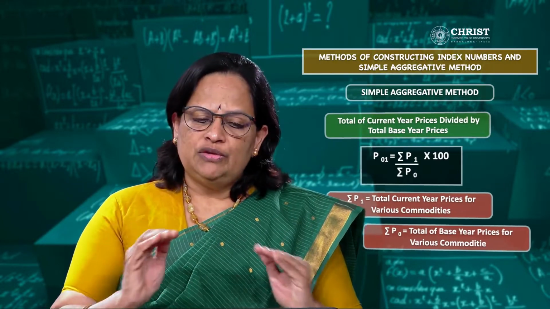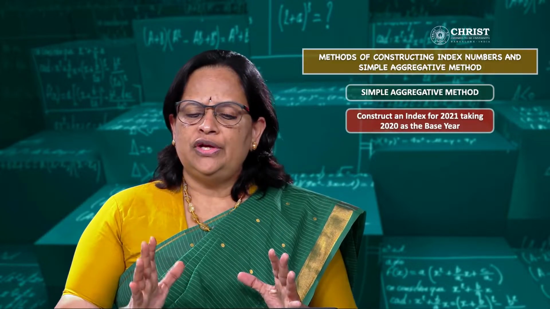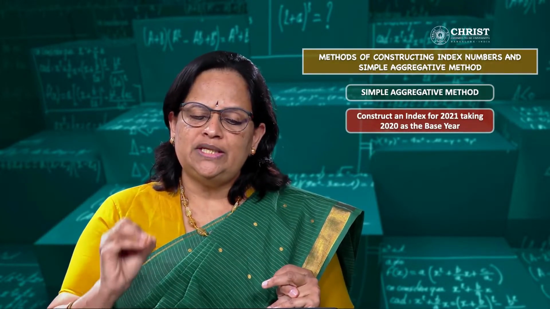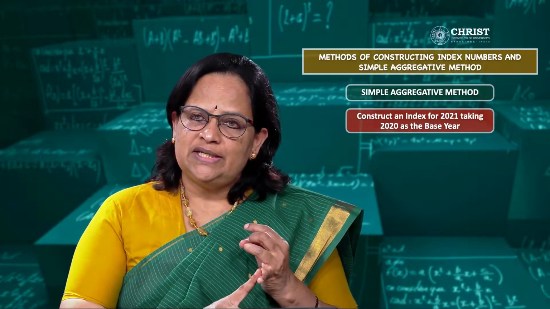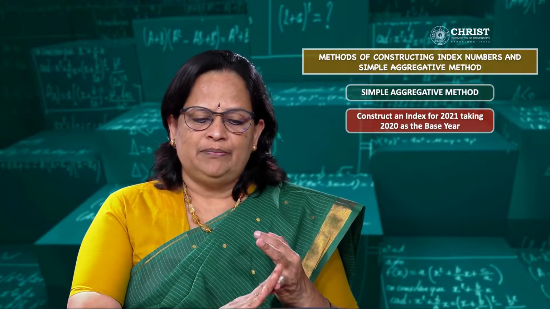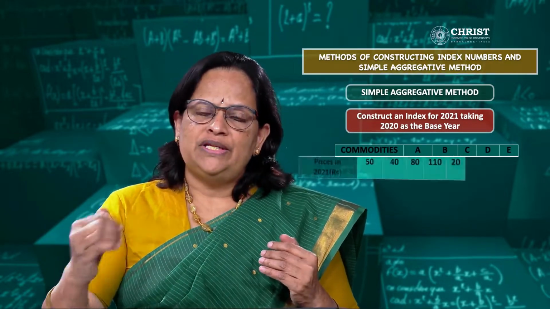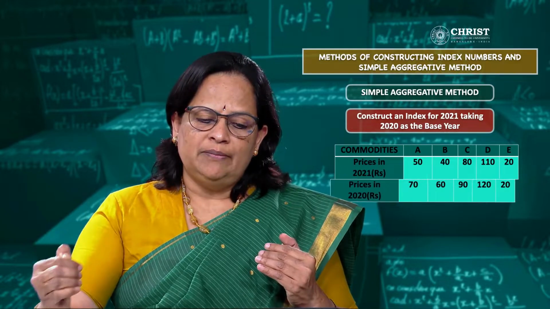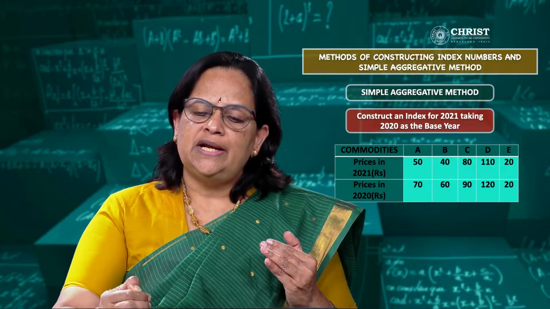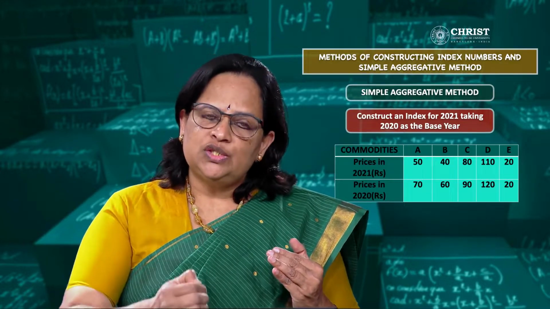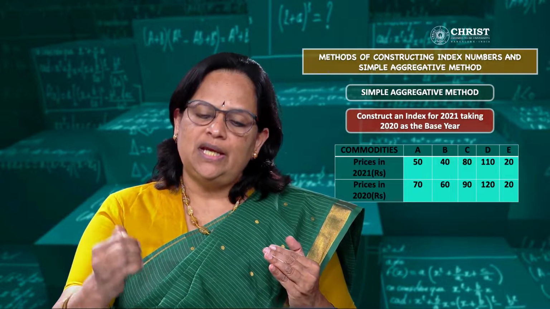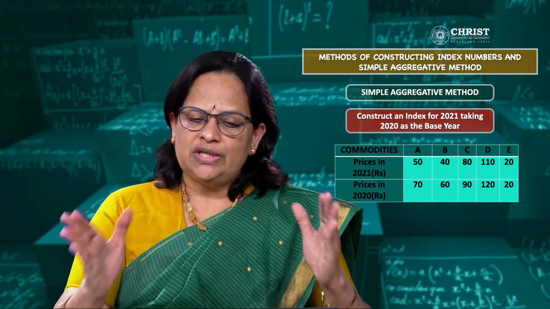Now, if you'll do the first problem, from the following details, construct an index for 2021 taking 2020 as the base year. So the latest year is the current year, that is 2021, and the previous year is the base year. So commodities, 5 commodities are included, A, B, C, D, E. And prices for 2021, 50, 40, 80, 110 and 20. Prices for 2020, 70, 60, 90, 120 and 20. Now the solution is explained here.